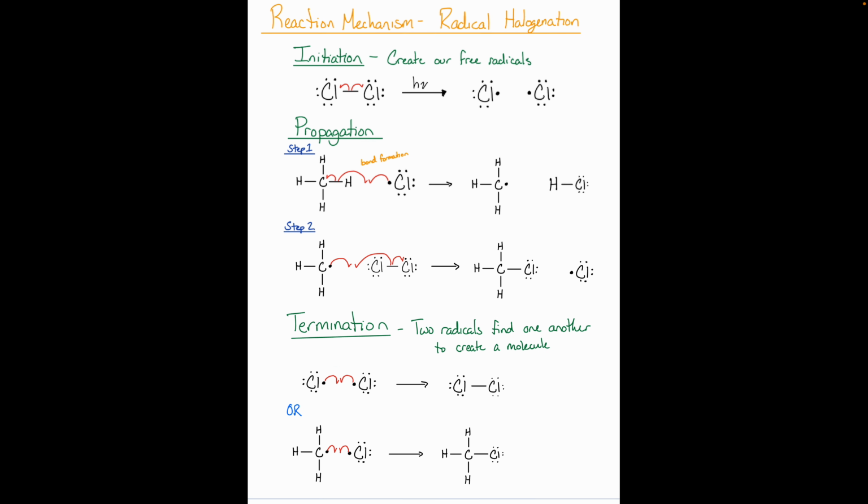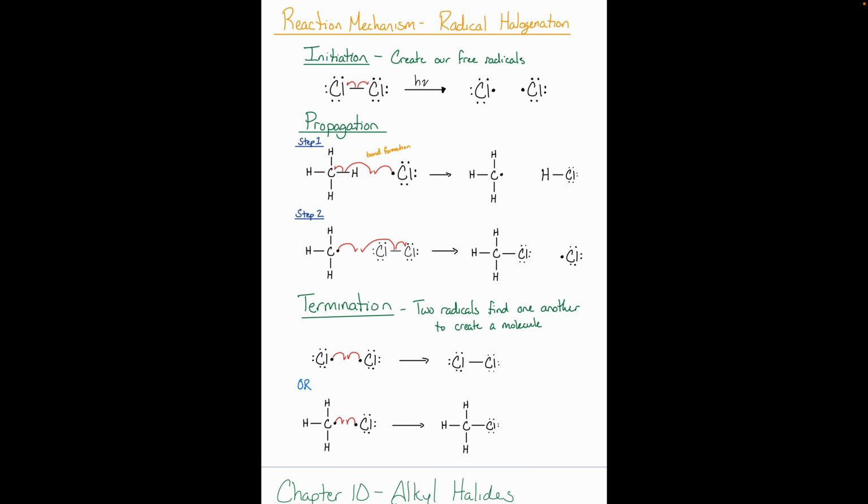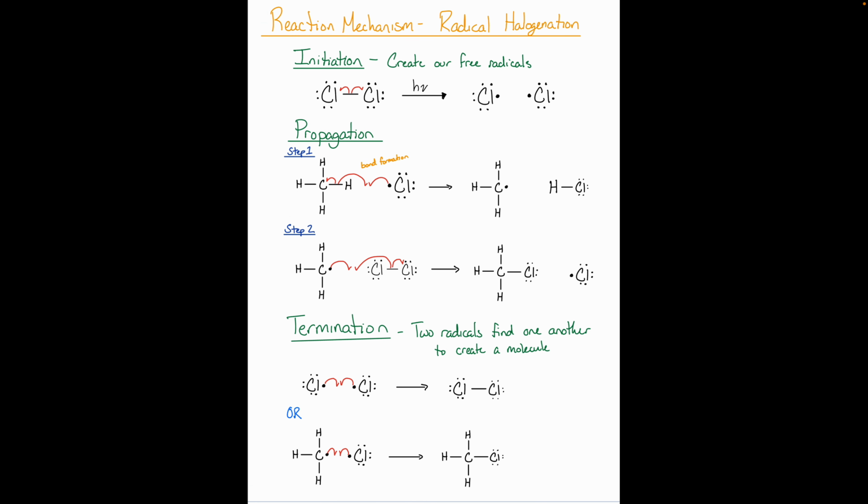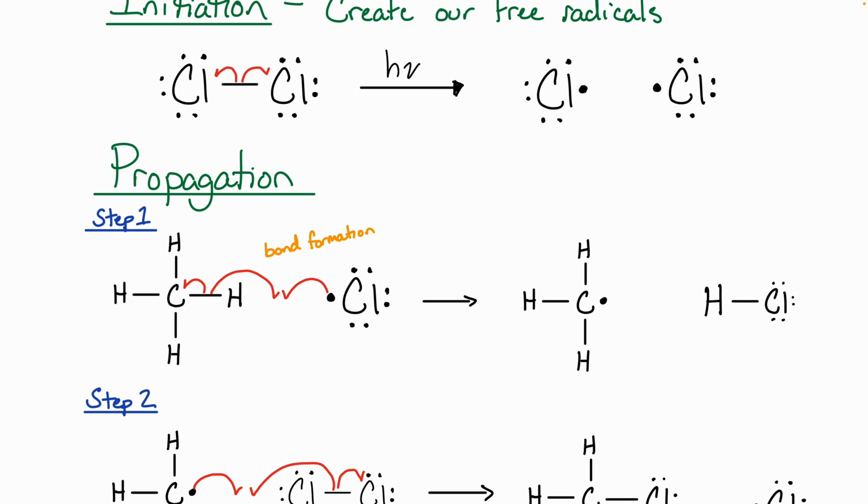All right, so in our mechanism for our radical halogenation here, we have a few steps. We have that initiation phase where we create our free radicals for the first time. Those free radicals will go and react in the propagation step here. Our propagation step is when radicals create more radicals.